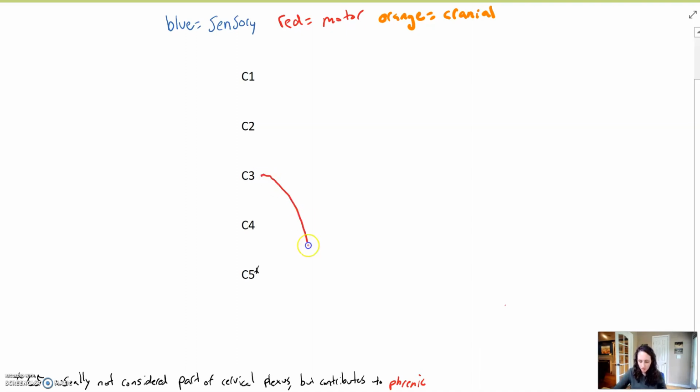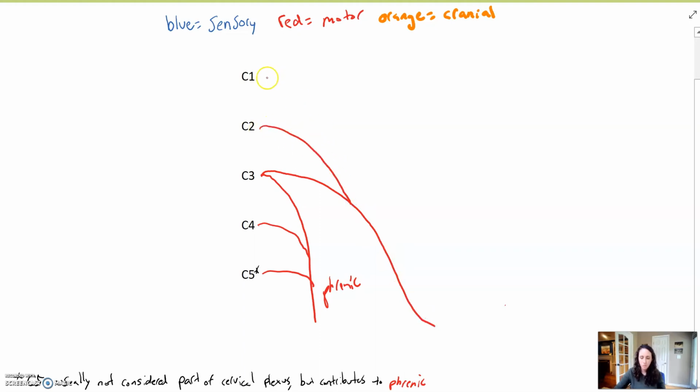First, coming off of C3, C4, and C5, we have the phrenic nerve, which provides innervation for the diaphragm. Next, we'll move on to the ansa cervicalis. The ansa cervicalis has an inferior root and a superior root. The inferior root comes off of C3 and C2, and the superior root comes off of C1. Note that the word ansa means loop or handle in Latin.